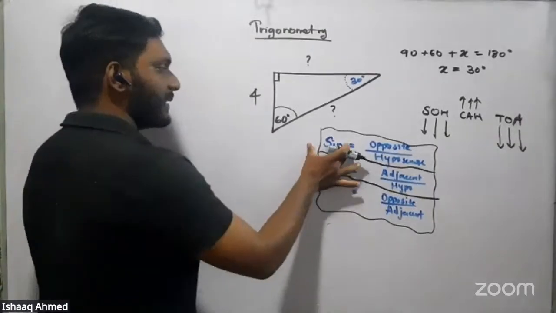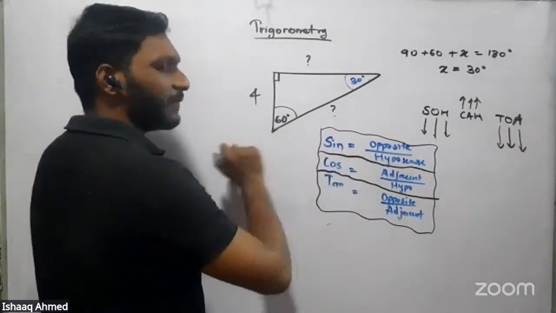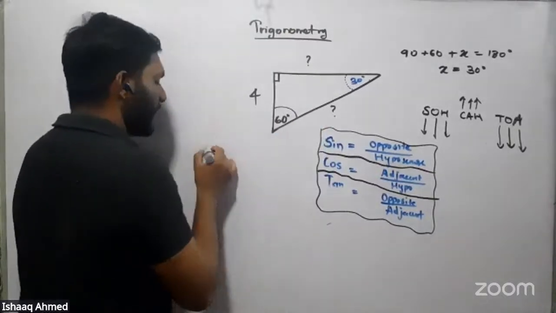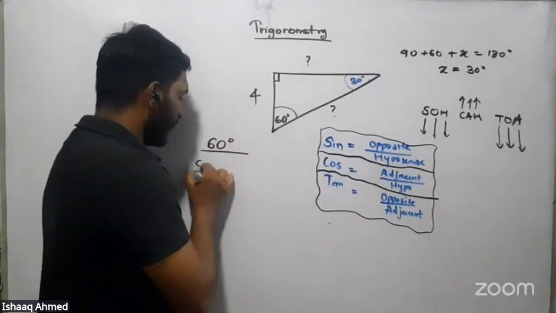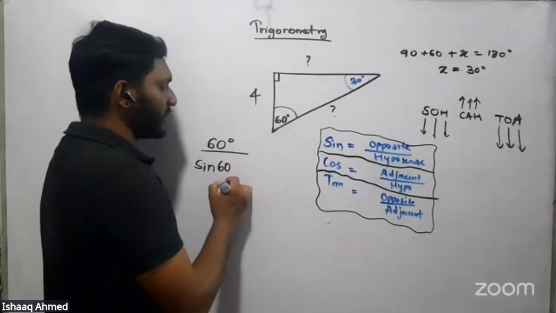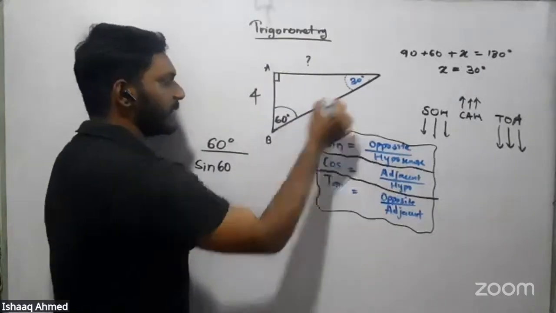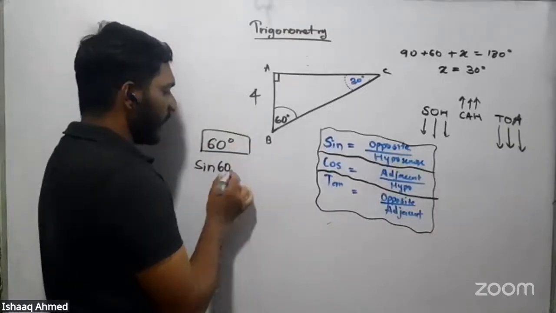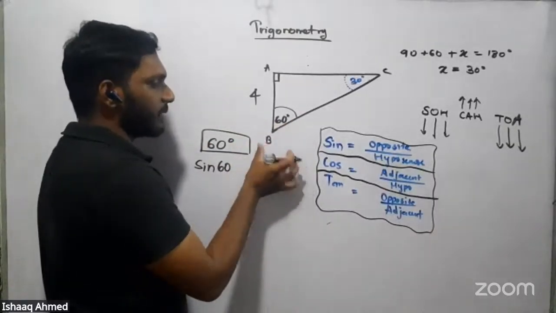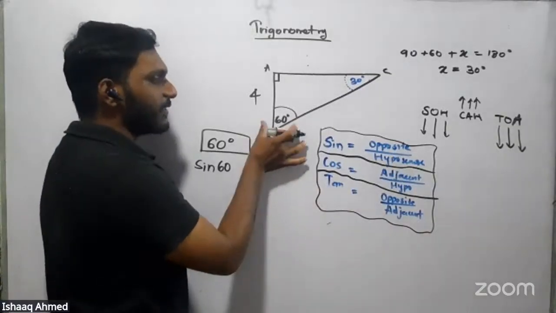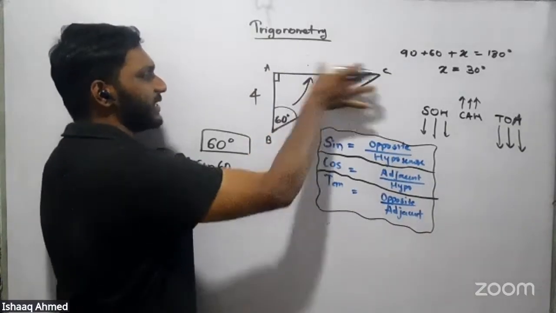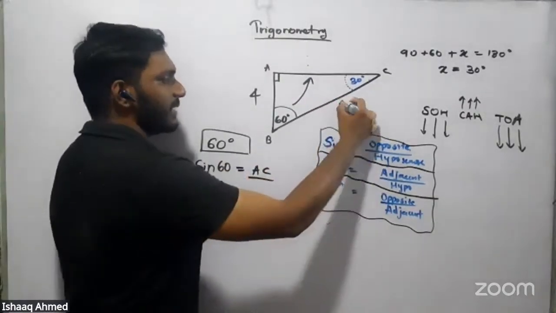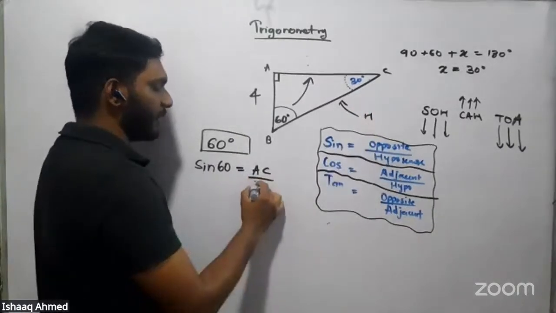That means sine is taken for angles only. So you can choose 60 or 30. If I take 60, I'll name the triangle ABC. Sine 60: sine means opposite over hypotenuse. For 60, opposite is what? Opposite is AC. So sine 60 is AC over hypotenuse. This is the hypotenuse, no? AC over BC.